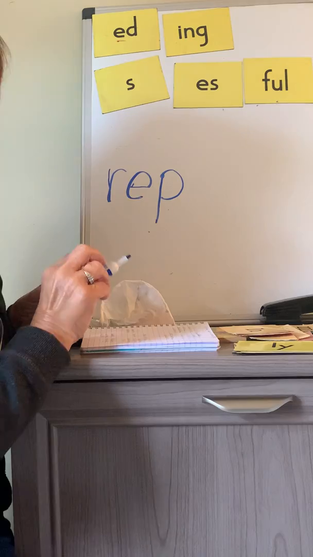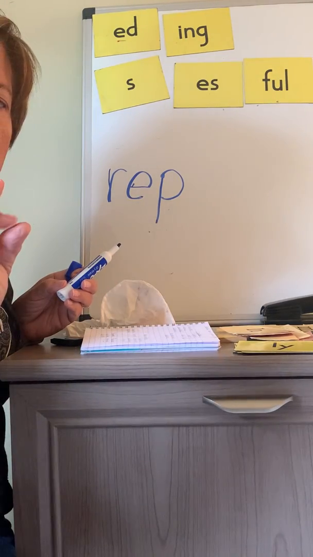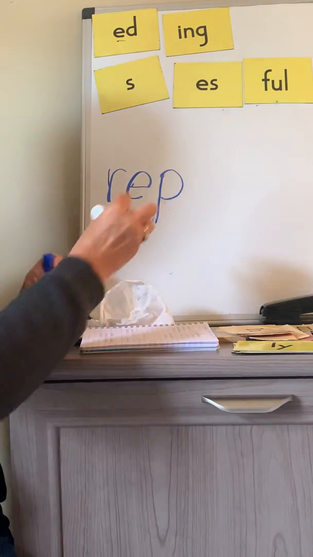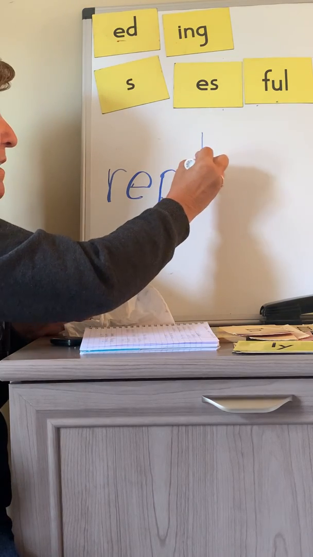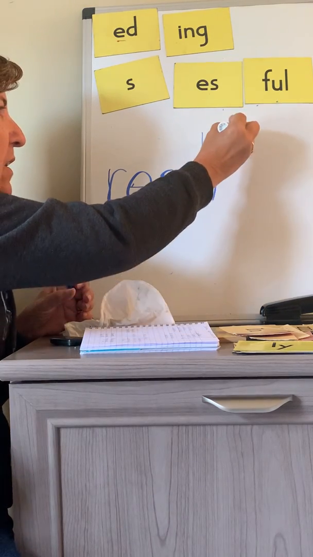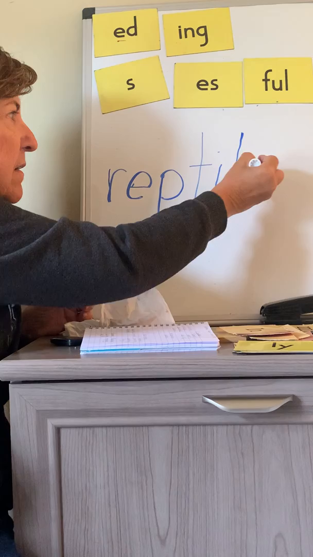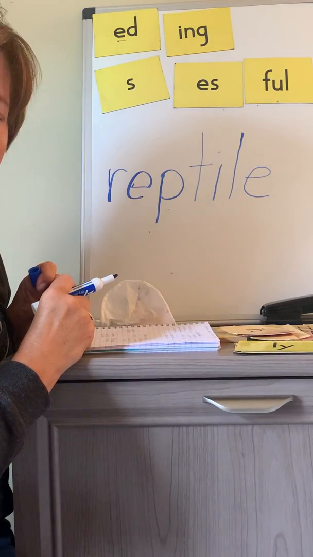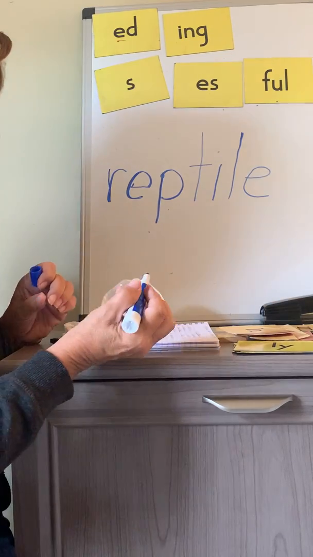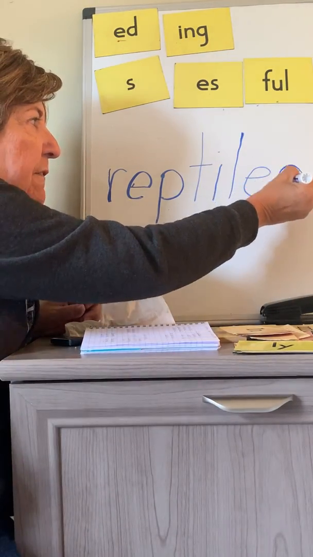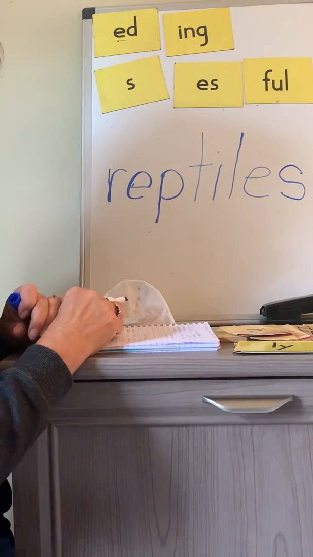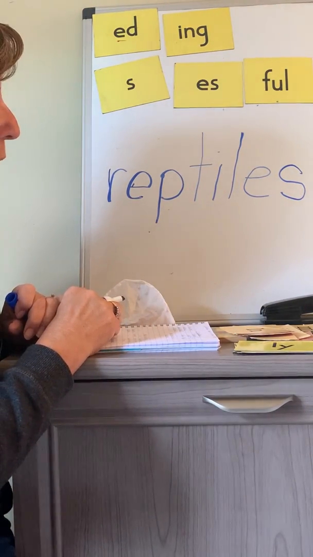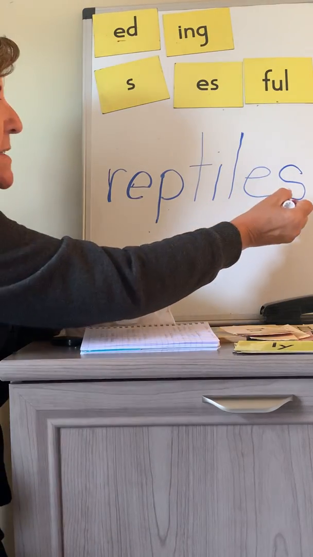How about tile? T-I-O. Now that's my base word, reptile. How do I make it reptiles? I just add the suffix S. So when I mark it, I'm going to put that S in the black hole.